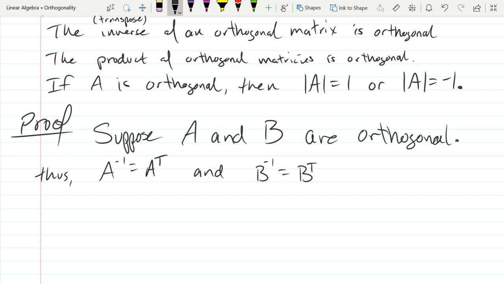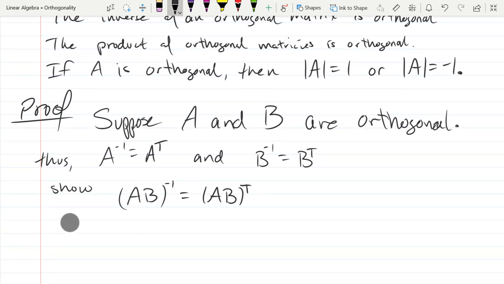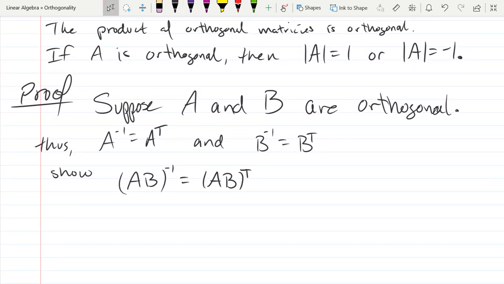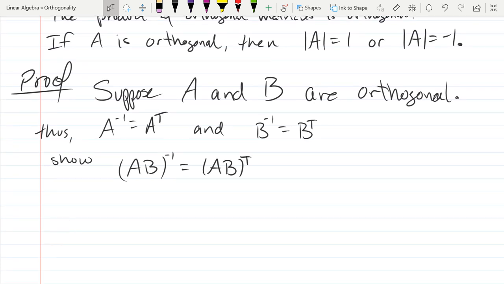And now we're about to write down what we're supposed to prove. I'm supposed to show the product is orthogonal. So that means I'm supposed to show the inverse of the product AB is equal to the transpose of AB. And now I have to enforce the order with parentheses. So now you can see how well you take notes when you can't see what to write. How close are your notes to what I wrote? Pretty good. All right, so prove this right now.